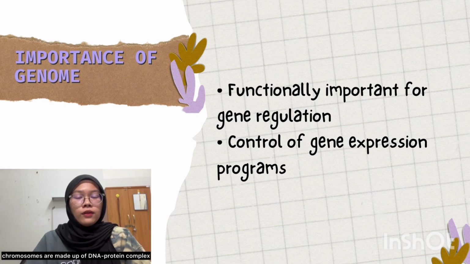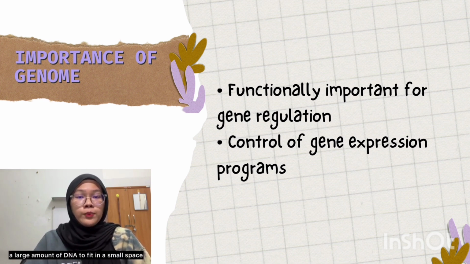Chromosomes are made up of a DNA protein complex called chromatin that is organized into subunits called nucleosomes. The way in which eukaryotes compact and arrange their chromatin not only allows a large amount of DNA to fit in a small space, but it also helps gene regulation and control of gene expression programs.